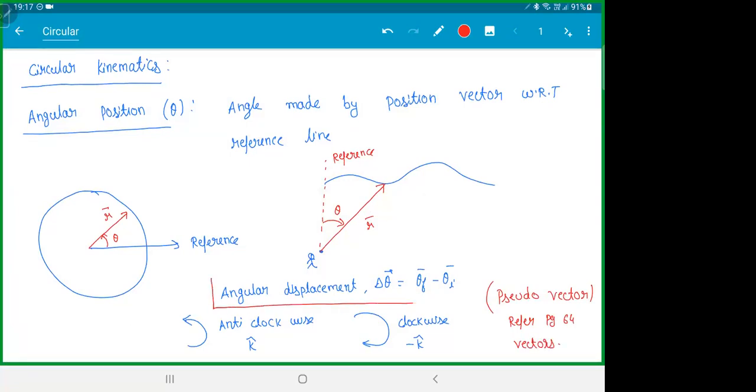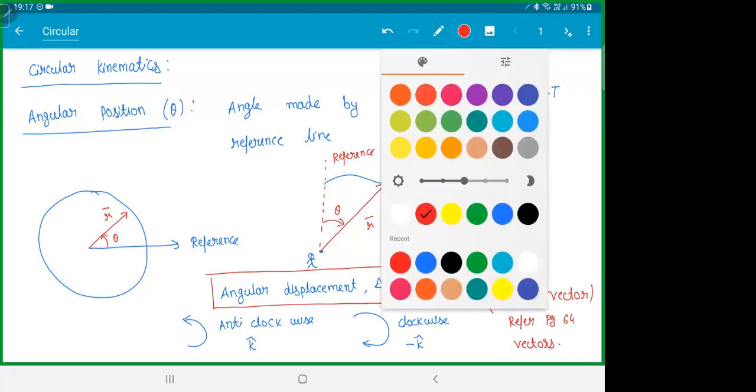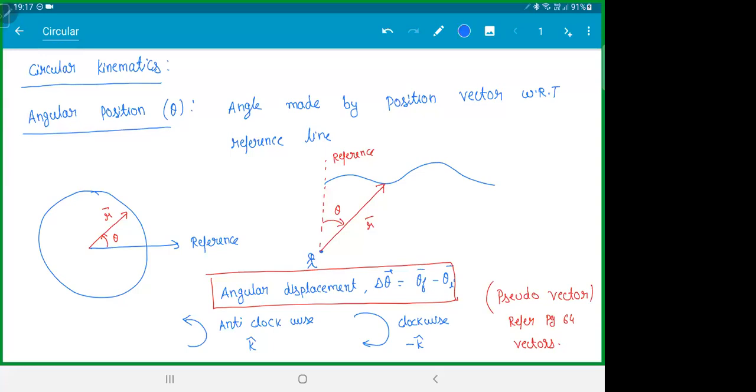Angular displacement is a vector quantity. Now here r bar need not be constant. The magnitude of r bar can change. It doesn't matter. We are only interested in the angle. Angular position is the angle with respect to the reference line. Clear?